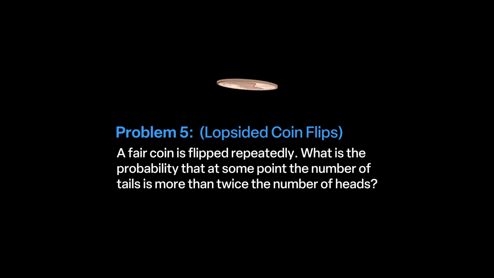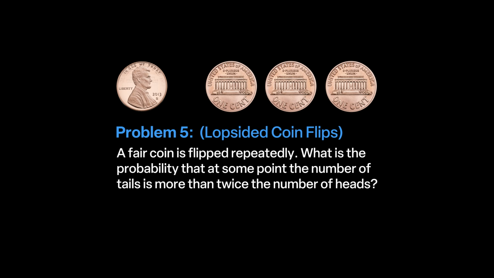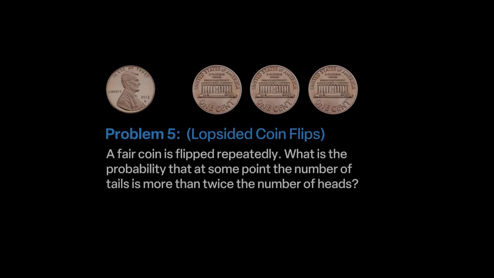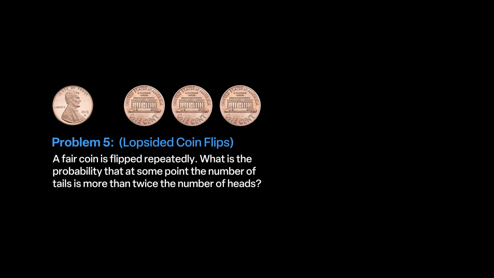For example, if the first flip is tails, then we stop right away. Otherwise, if the first flip is heads, then we'll need at least 3 tails to stop. Maybe we'll never stop. This problem was posed by Donald Newman in 1959. Back to the problem. We stop if the number of tails exceeds twice the number of heads.